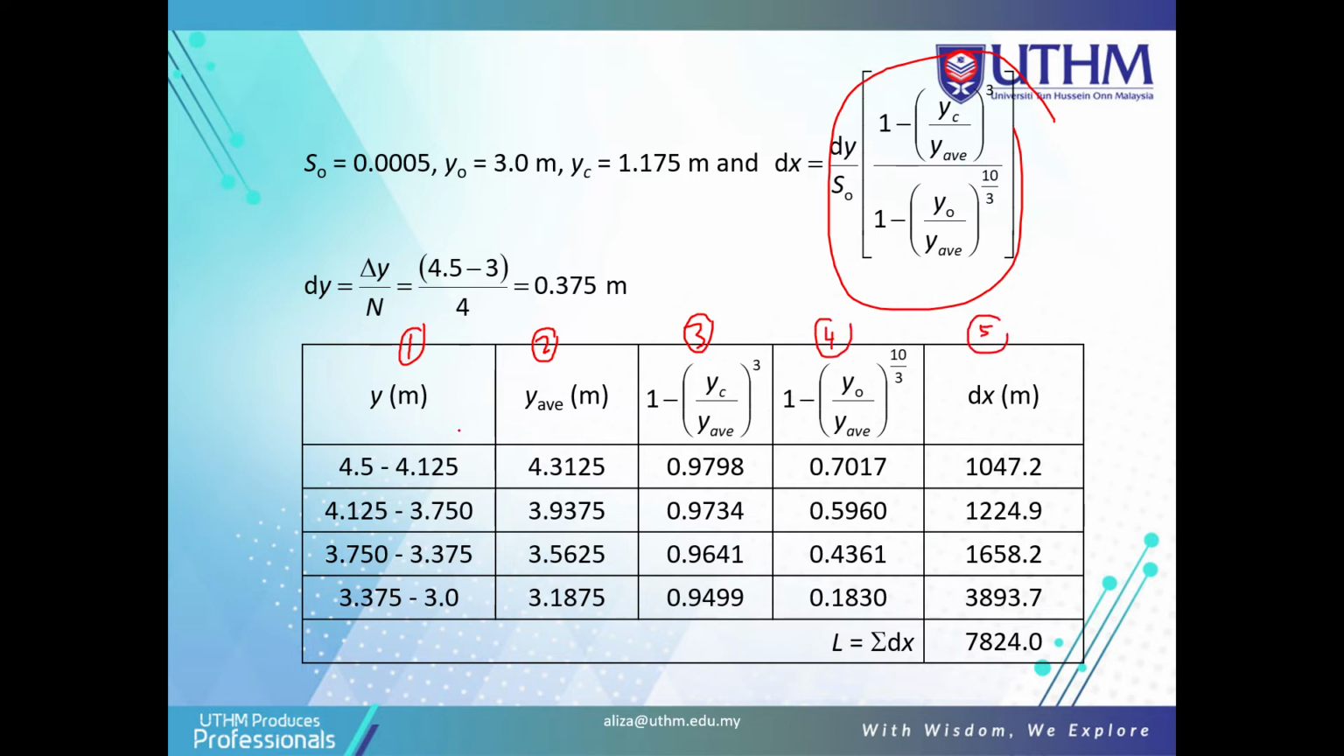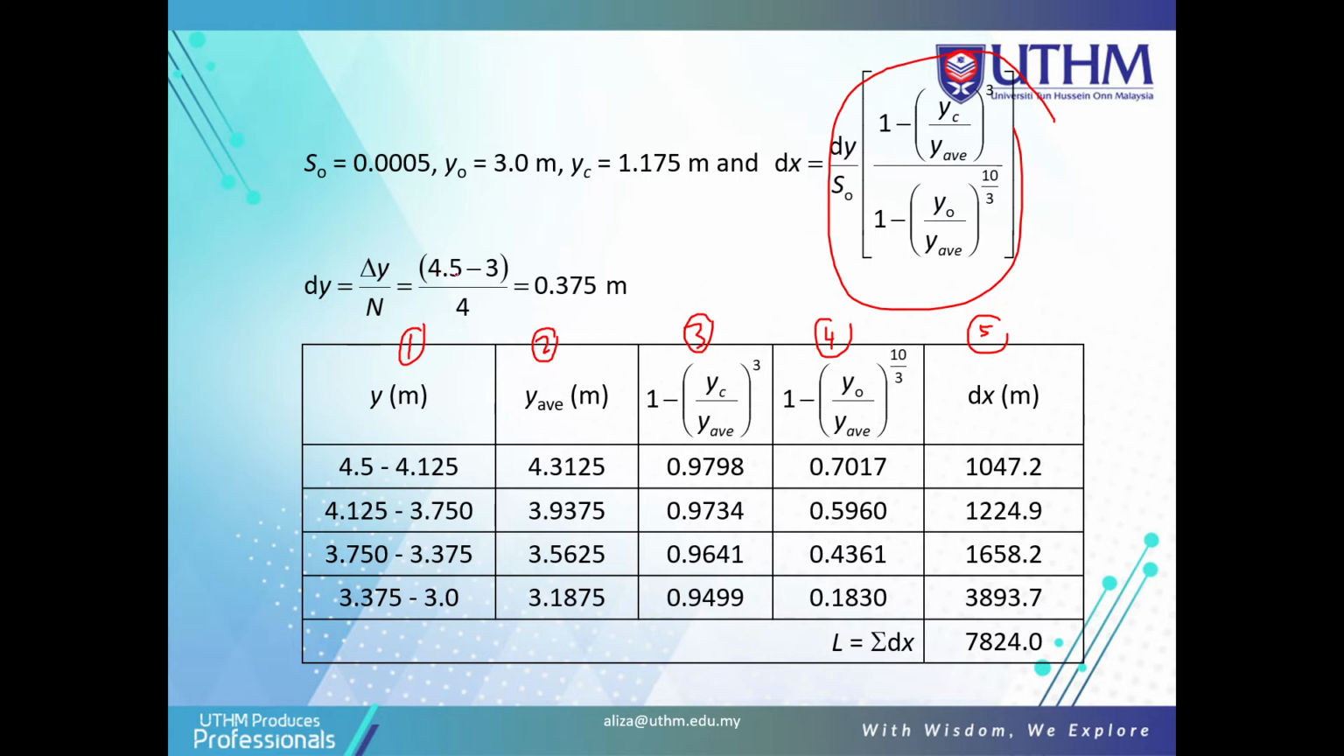Okay, column 1 is y, column 2 is y average, and column 3 is based on the formula above here, and column 4 is the formula below here. Okay, so this is based on the formula. First you must find the dy. Okay, dy is delta y.